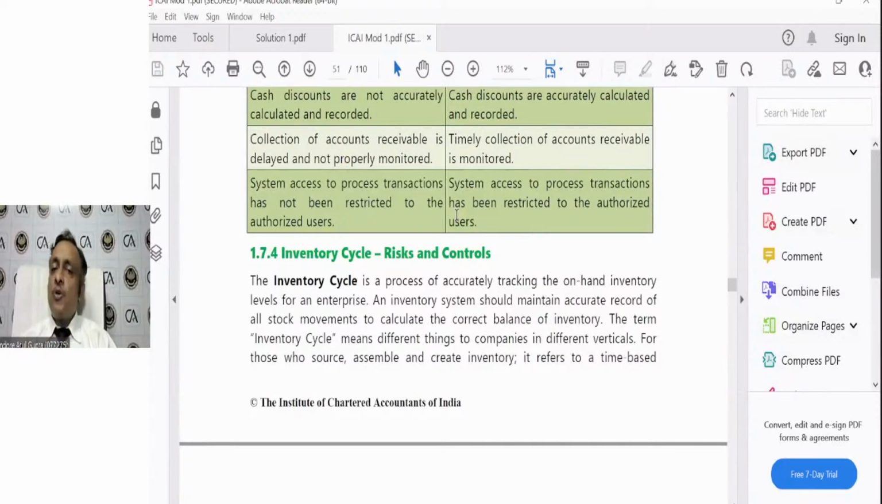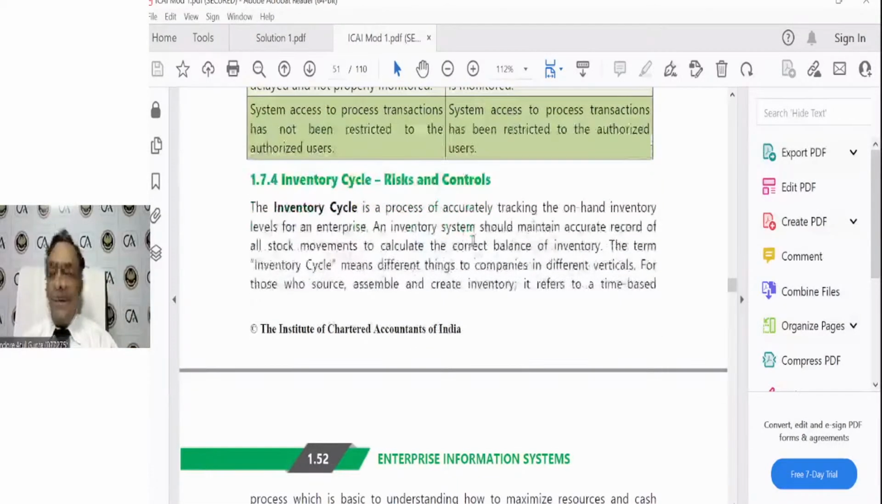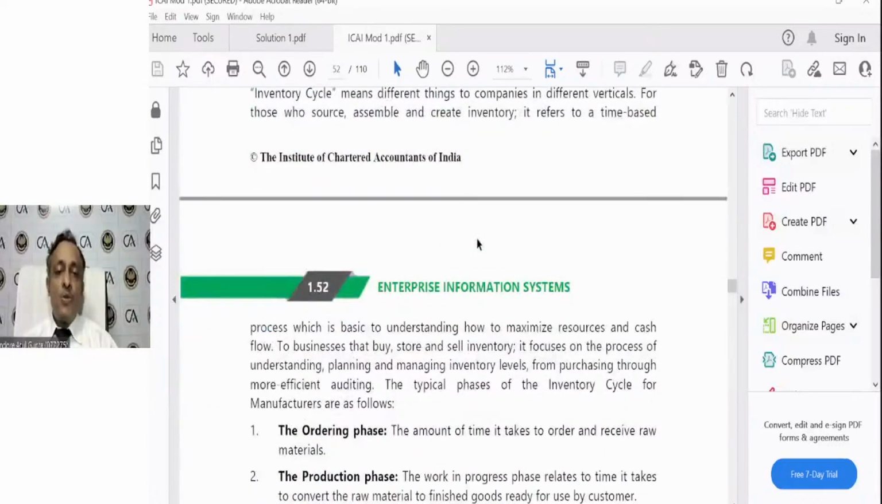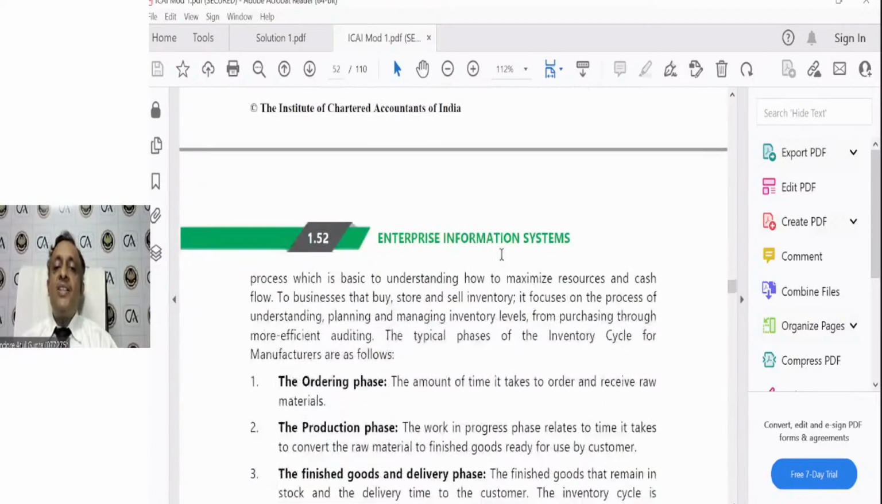So inventory cycle is a process of accurately tracking the on-hand inventory levels for an enterprise. An inventory system should maintain accurate record of all stock movements to calculate the correct balance of inventory. The term inventory cycle means different things to companies in different verticals. For those who source, assemble, create inventory, it refers to a time-based process, which is basic to understanding how to maximize resource and cash flow with proper inventory management.